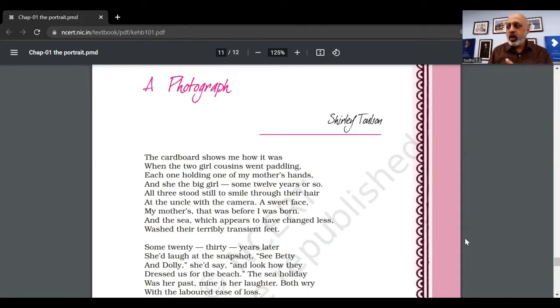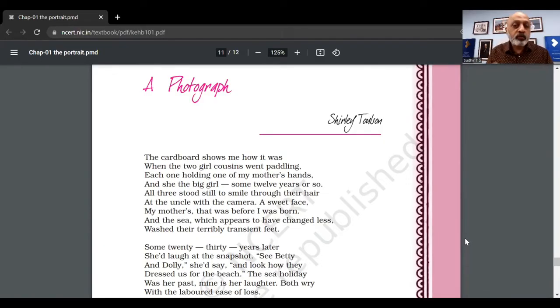Now, Shirley Toulson was an English poet, a journalist, a writer, and also a local politician. She passed away recently in 2018. What's the theme of the poem? The theme of the poem is loss. The theme of the poem is memory. Please remember these are keywords which you should use in your answers.